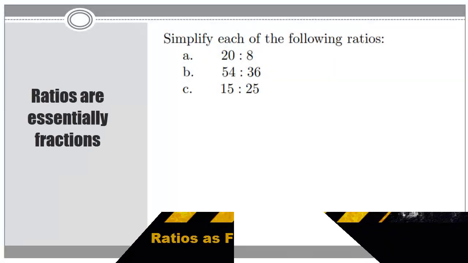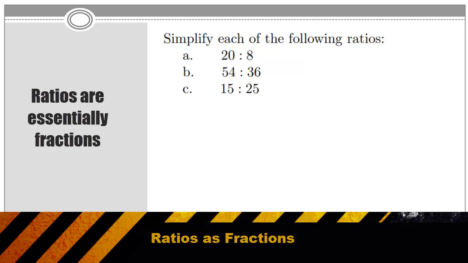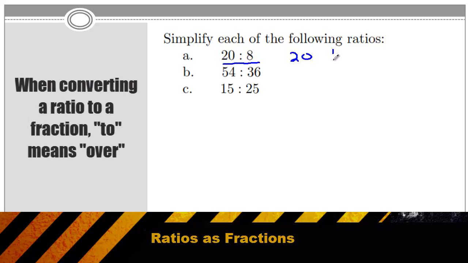Ratios are simply a way of comparing two different numbers, and for the most part, you will treat ratios much in the same way you would fractions. Ratios can be described using this little colon symbol, and you would read that as 20 to 8. When you're translating ratios into equations, you can think of the word "to" as simply meaning "over." So I can rewrite the ratio of 20 to 8 as 20 over 8.